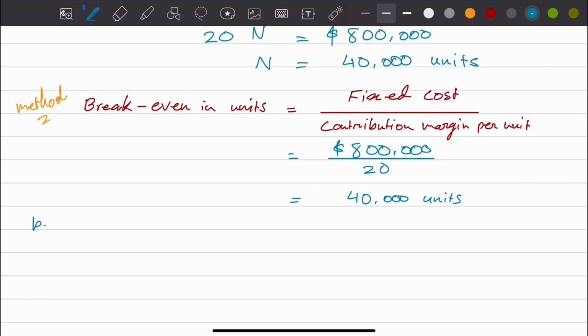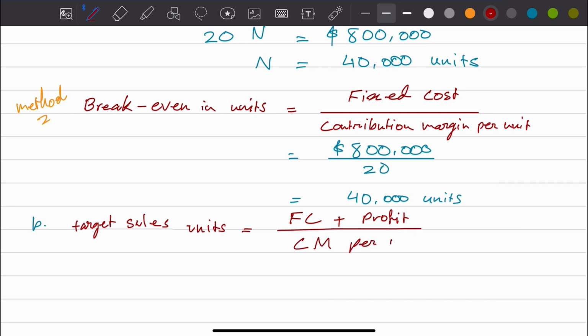So part B, let's write down the formula again. Break even units should equal, sorry, this is not the break even we're calculating now. We are calculating the target. Let's call it target sales in units should equal the fixed costs plus the profits divided by the contribution margin per unit. Okay, and now just substitute.